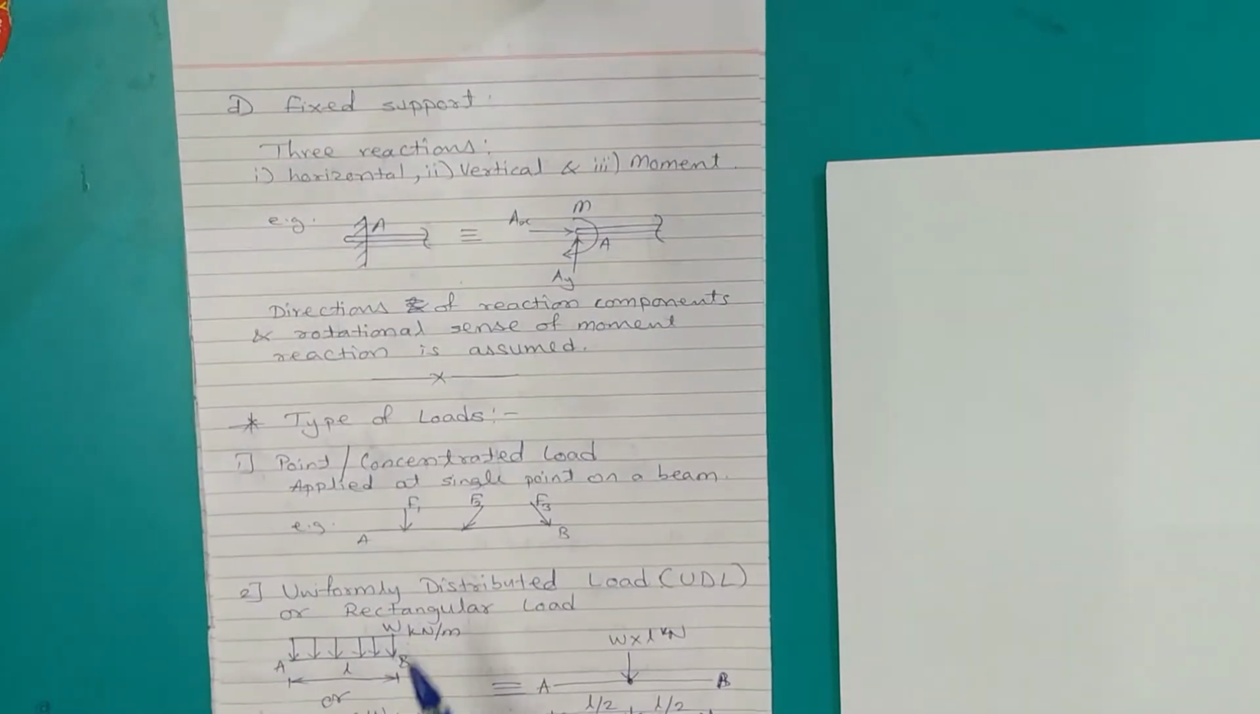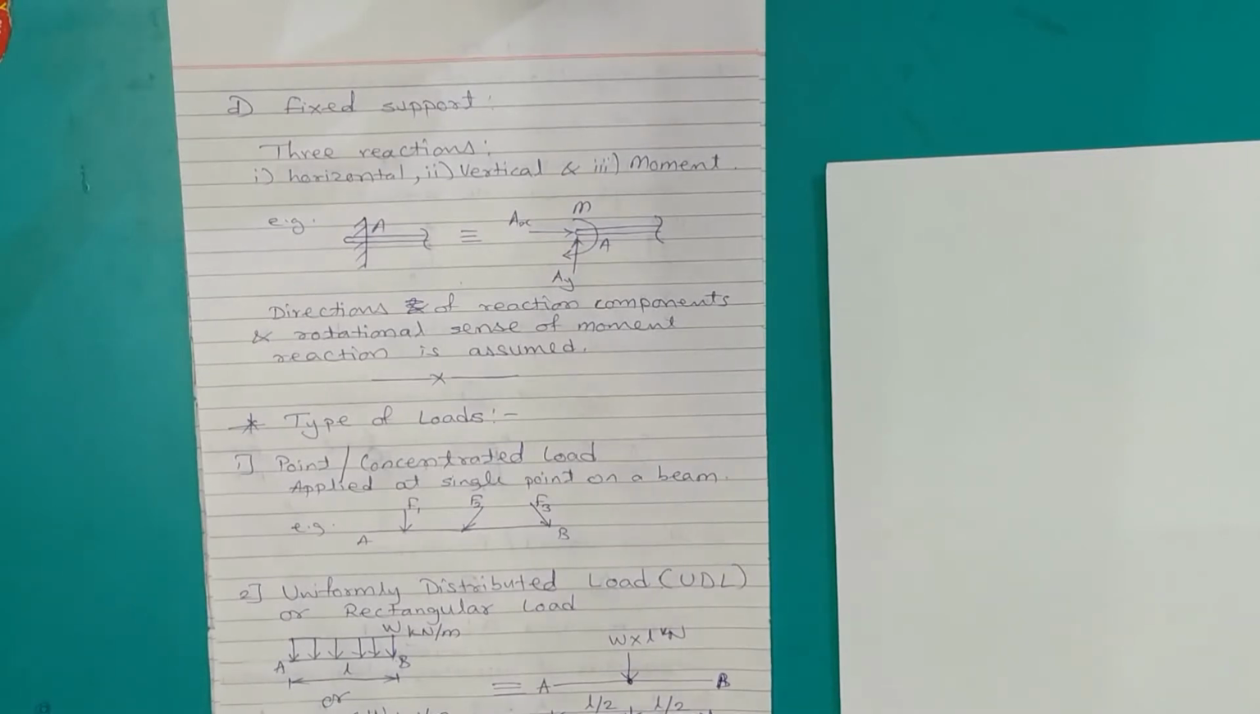We said the function of a beam is to take loads. We have to apply loads on the beam, and the structure of the beam has to remain steady, or it has to remain in equilibrium. So what are the different types of loads we can apply on the beam?